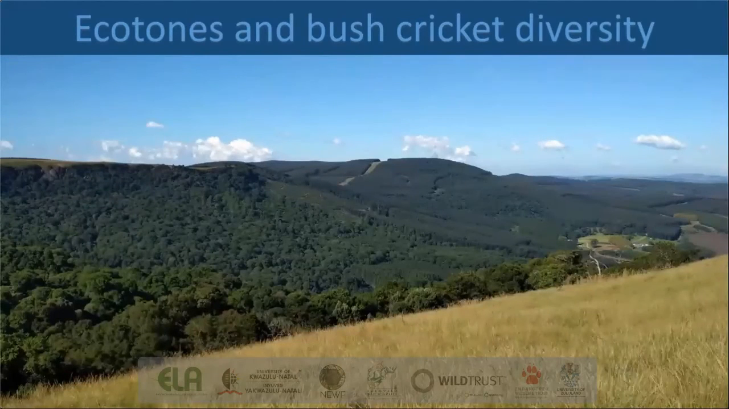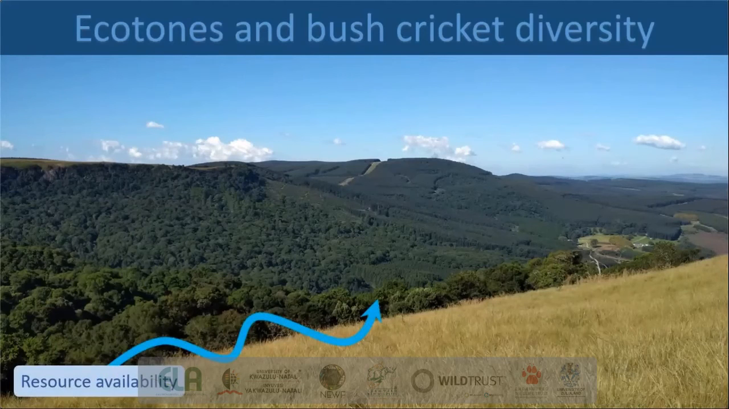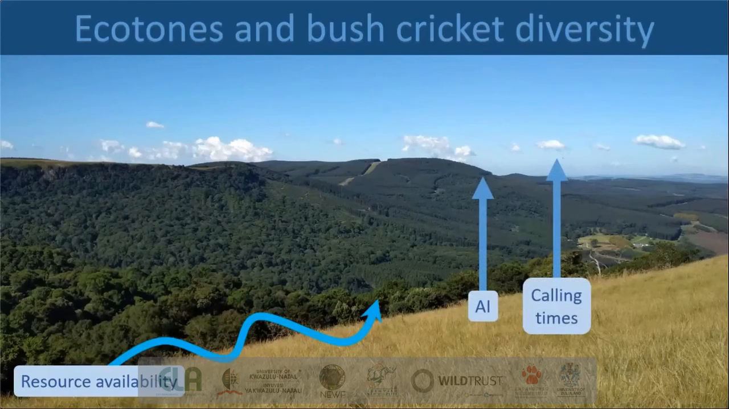So what does this mean for bush cricket diversity within the landscape? Well, the increase in species richness at the forest grassland ecotone as well as the plantation grassland ecotone suggests that there is a wider variety of resources available and can support more species in either the plantation or forest and grassland can. Secondly, the higher acoustic activity numbers and calling times at the forest grassland ecotone suggests that there is improved and facilitated communication for the species at these ecotones.